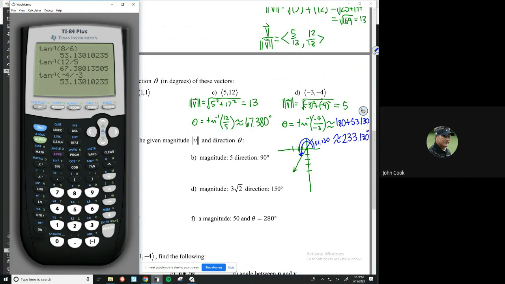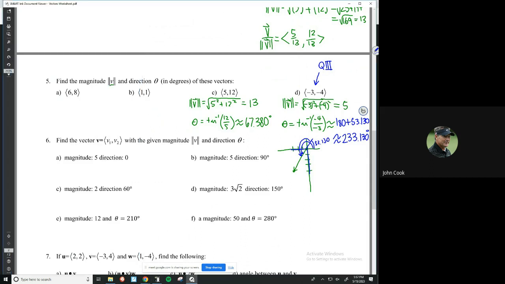233.130 degrees. And you just need to be cognizant of what quadrant this is in. This is in quadrant number 3. So obviously it's going to be some angle measurement between 90 and 270. So 233.13 is the one that we would use there. Okay, a couple more questions.